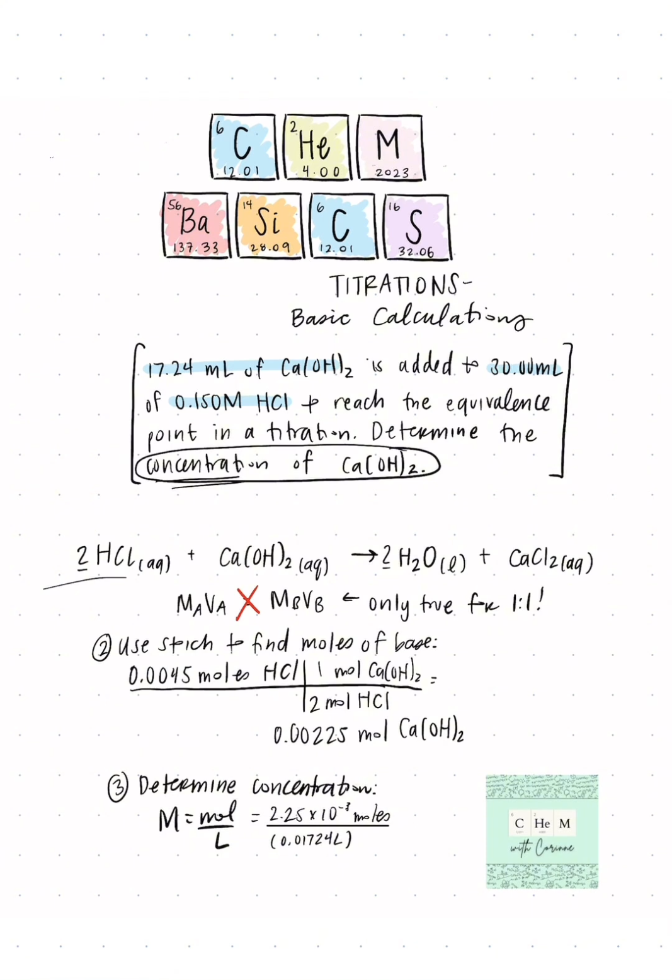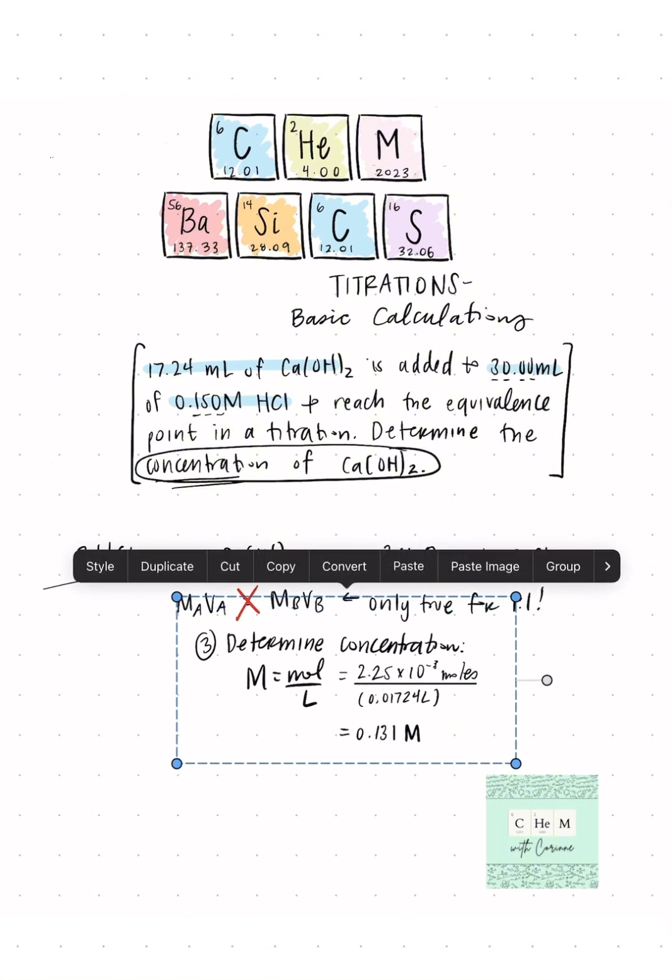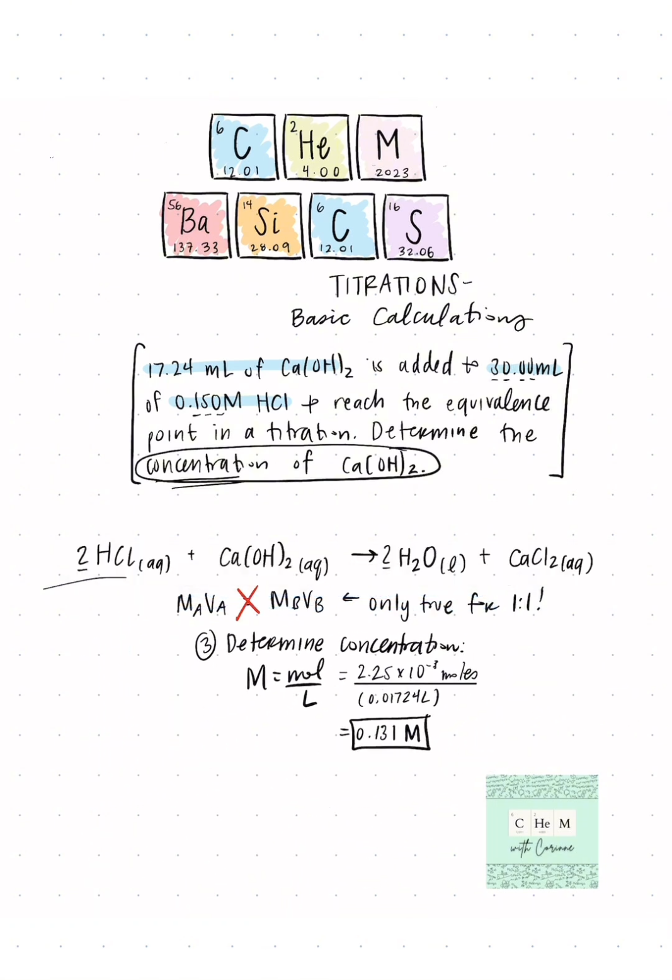Now I go back into my initial values to figure out sig figs. I'm going to have 3 sig figs with this. And you're thinking, wait, Corinne, isn't there an easier way? Yeah, but I like to teach my students that way so you never make a mistake. Technically, what I can do is I can just add a coefficient of 2 in front of MBVB just to show that ratio between my moles of acid and moles of base.